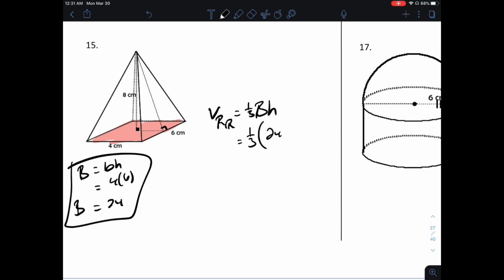So the base is 24, the height is 8. The height goes from the vertex to the base forming a perpendicular. It's the shortest distance from the vertex to the base. So a third of 24 is 6, and 6 times 8 is 48. I'm sorry, that's not true. A third of 24 is 8. 8 times 8 is 64.